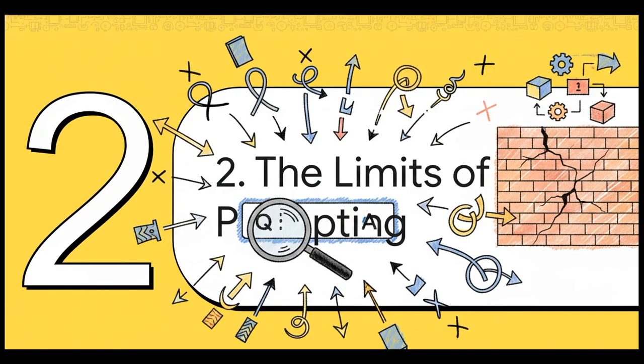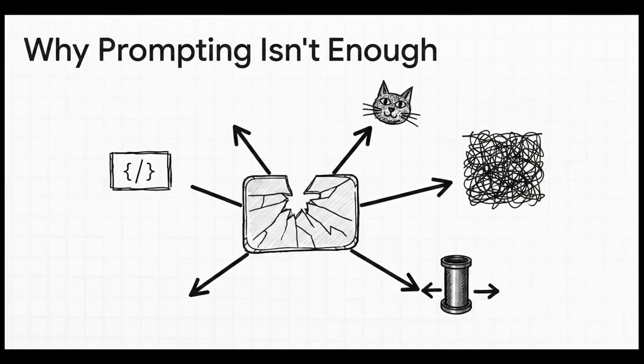And this gets to the absolute heart of the problem for so many AI apps. We've all been trained to think that the answer to every problem is just to tweak the prompt. But as you're about to see, that strategy has some really serious limits. For building real products, it's a dead end. Here's why just trying to prompt your way out of it doesn't work long term.